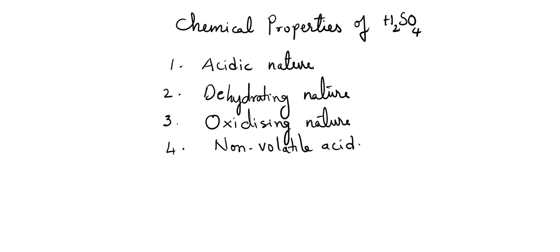So to explain these chemical properties, we use two forms of sulfuric acid. We use dilute form of sulfuric acid, concentrated form of sulfuric acid. So dilute form of sulfuric acid is used to prove acidic nature, and concentrated form of sulfuric acid is used to prove dehydrating, oxidizing, and non-volatile acid.